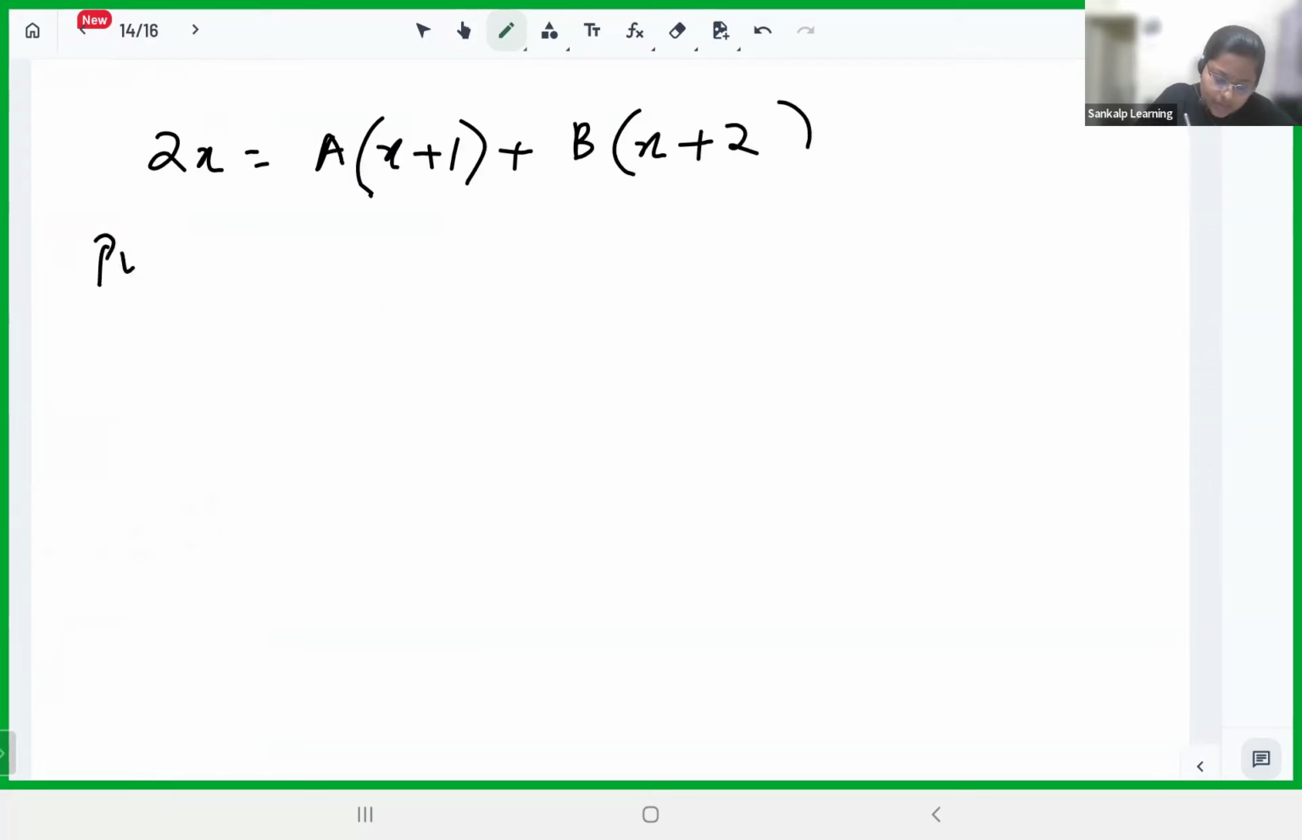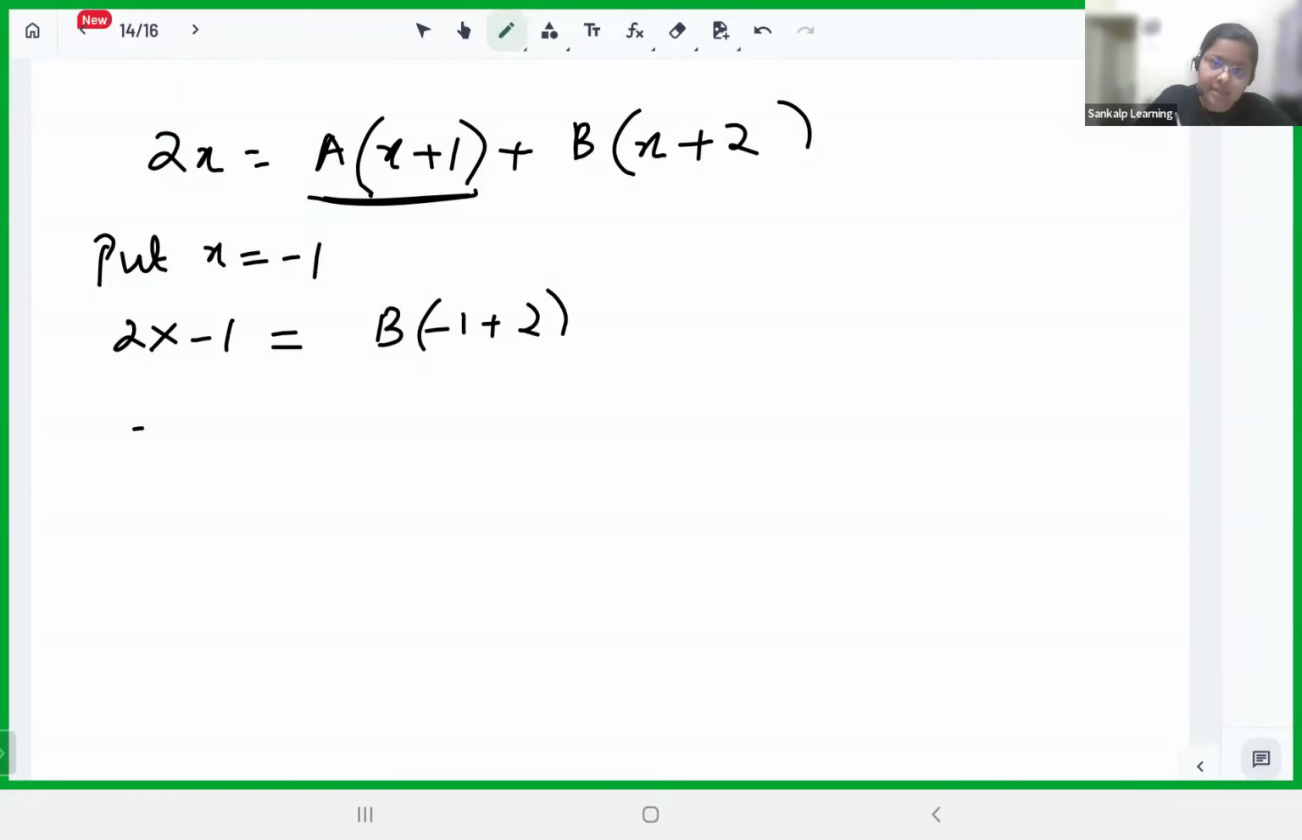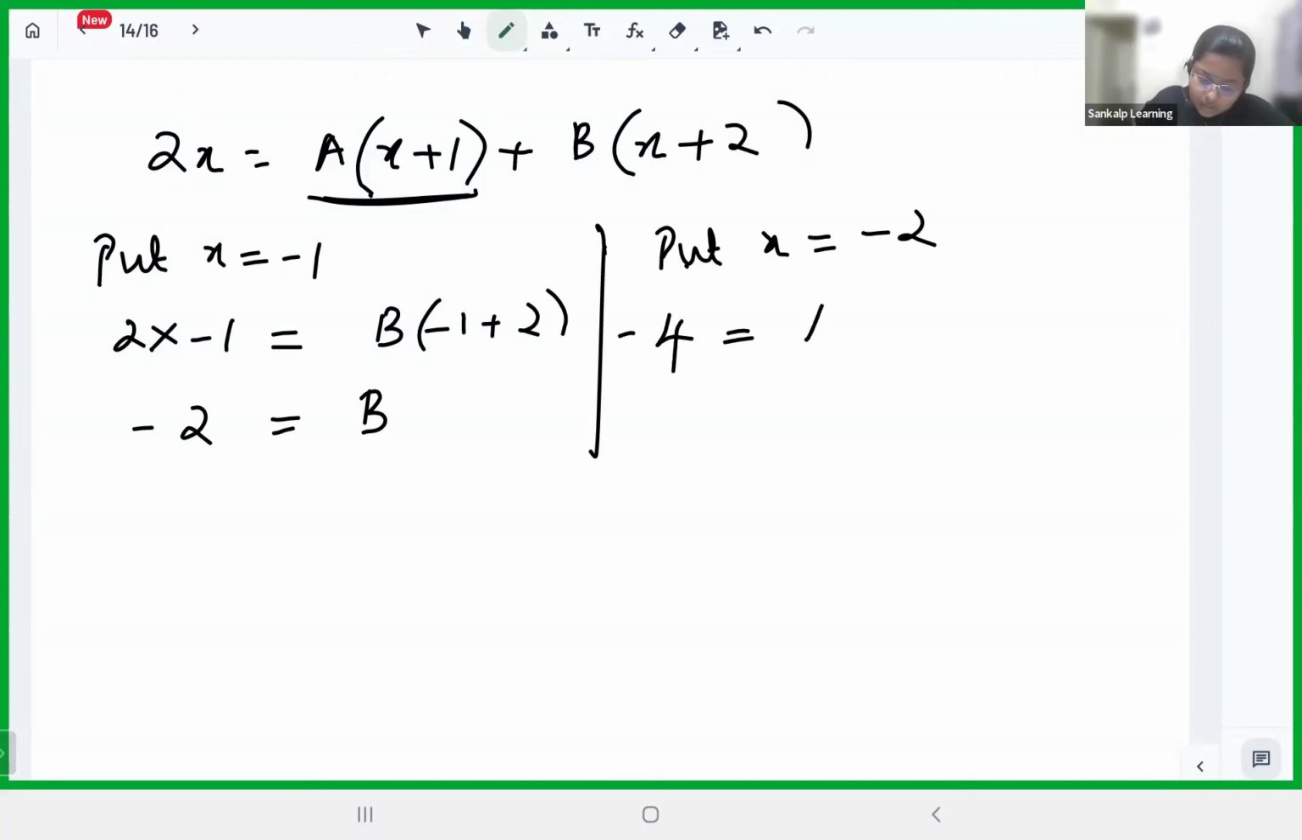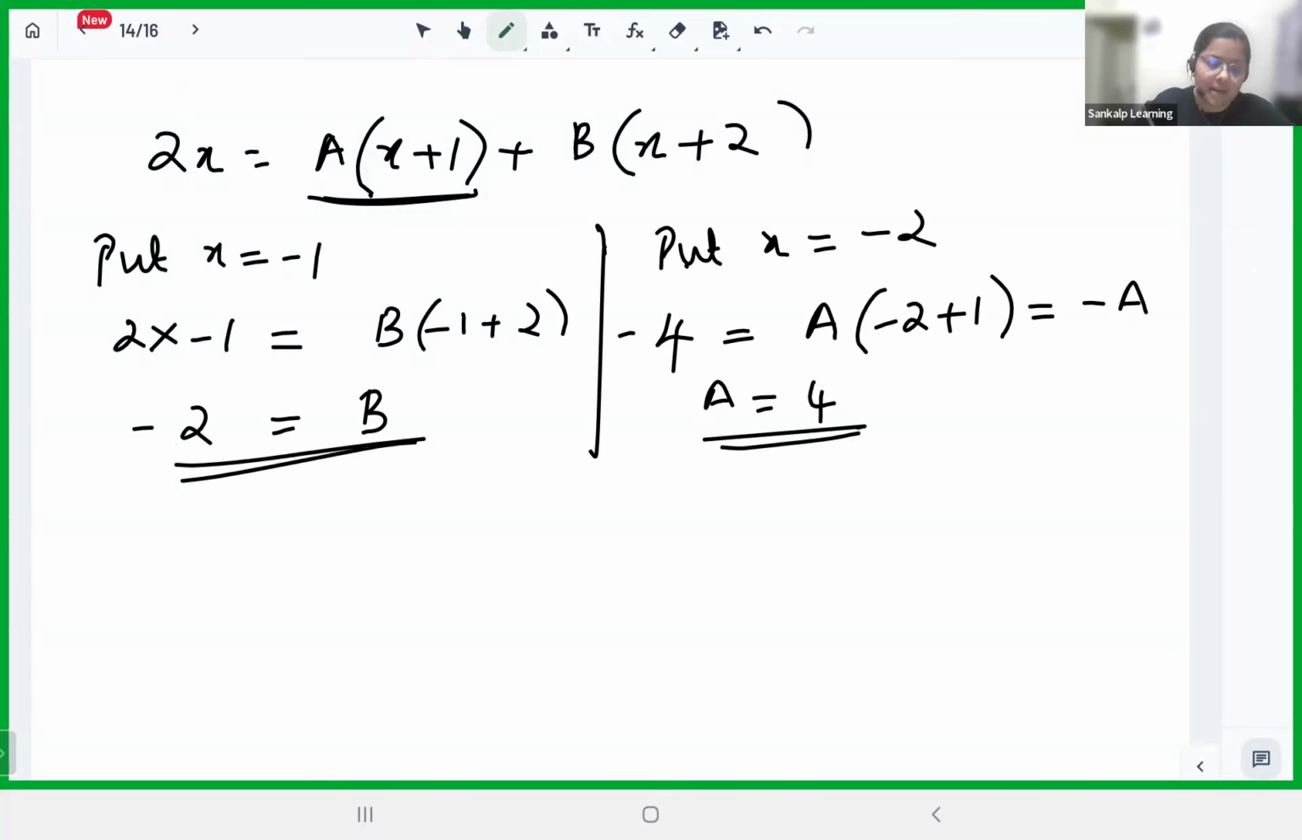Now what you have to do, put x equal to minus 1 first. You can make this term 0. So 2 into minus 1 is equal to b into minus 1 plus 2. That is, minus 2 is equal to b. So b is equal to minus 2. Now put x equal to minus 2. So 2 into minus 2 is minus 4. That is equal to a into minus 2 plus 1, that is minus a. So a equals 4 and b equals minus 2.